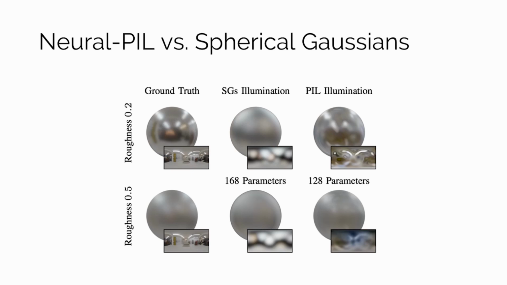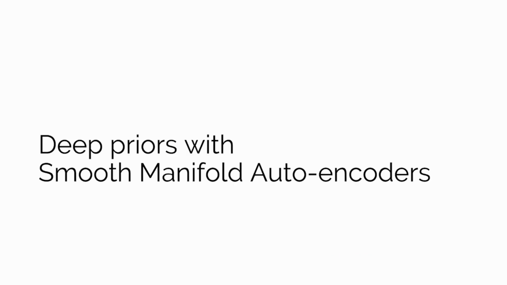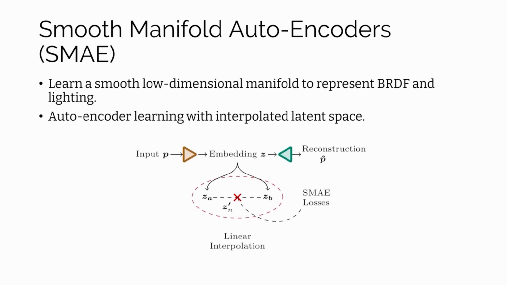Another key technical contribution of this work is the learning of deep priors with smooth manifold auto-encoders. We find that using simple auto-encoders is not sufficient to learn smooth low-dimensional manifolds to represent BRDF and lighting. Thus we propose to enforce this smooth manifold by explicitly interpolating between embeddings during training, and defining a set of losses which ensure smoothness between the endpoints.